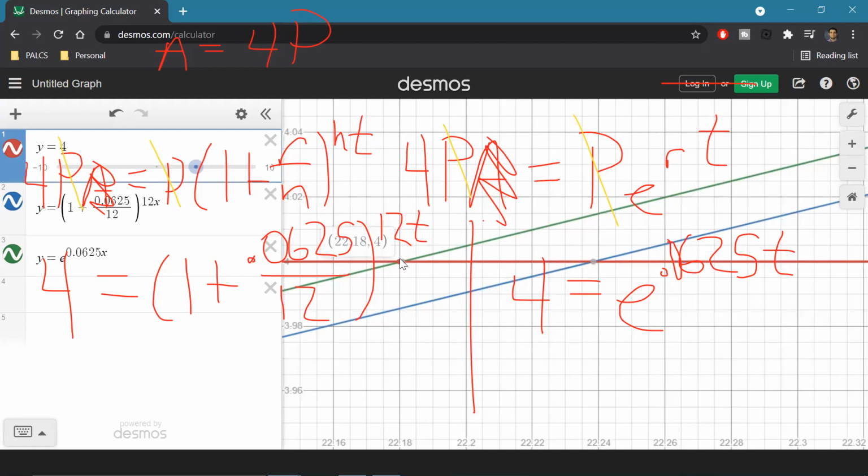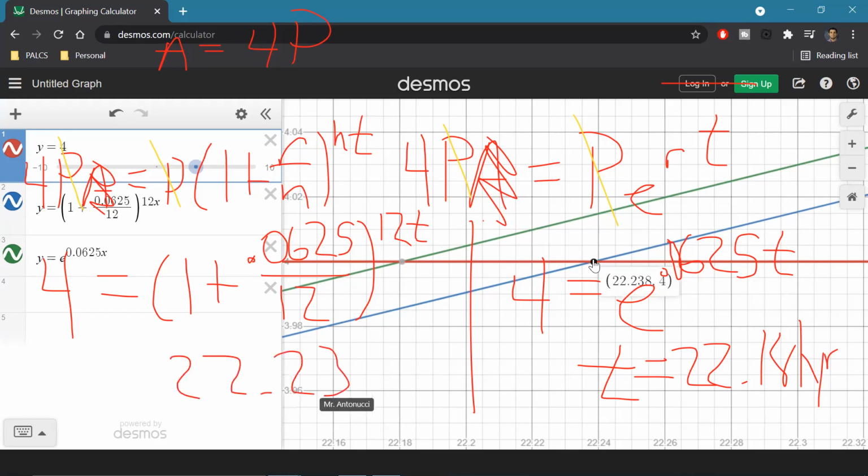The green line intersects at 22.181. So this would be for the exponential, t equals 22.181 years. And the monthly compounded would be 22.238. And I'll just tell you, in general, continuous compounding is always going to be faster than any other type of compound interest, whether it's yearly, monthly, weekly, daily, by the hour. Eventually, it's always going to be a little bit better.